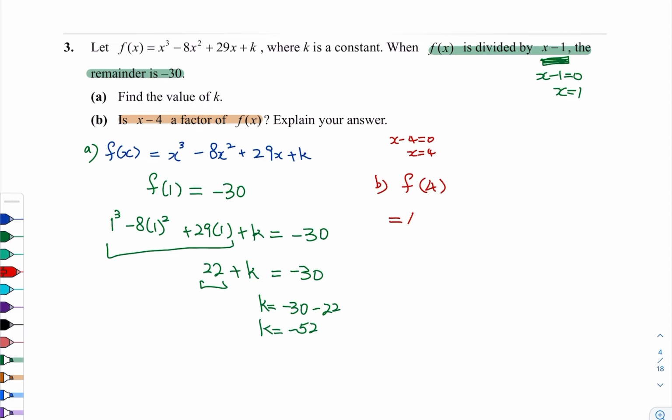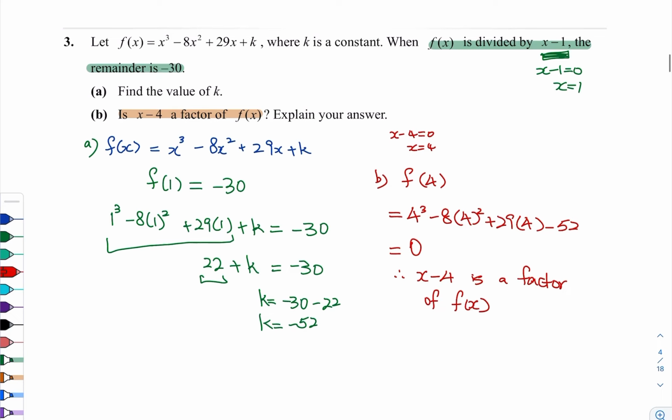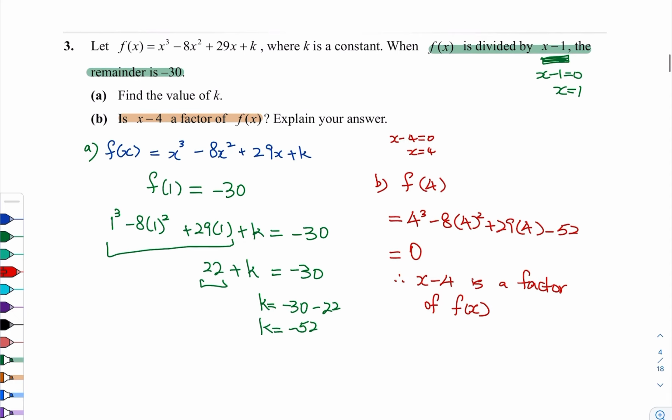So let's input it back. 4 cubed minus 8 times 4 squared plus 29 times 4, and then k is negative 52. Remember to replace it back for the k. And then you are lucky to find out that the answer is actually 0, right? And if your answer is 0, then that is a factor. If your answer is, let's say, 22, 23, 24 or something like that, then it's not a factor. Only when the answer is 0, then it is a factor. Good with this question, right? This was good, I think, until now.